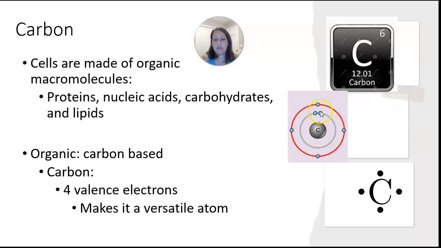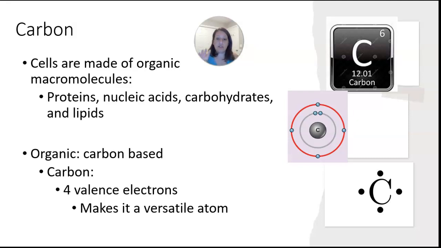You can see it has 2 electrons in the first shell and 4 lone unpaired electrons in its second shell. Here is the Lewis structure, the Lewis dot structure for carbon. And so this shows the 1, 2, 3, 4 electrons in that second shell. Those 4 electrons, remember, are going to be called valence electrons. Those 4 electrons are going to make carbon very versatile.